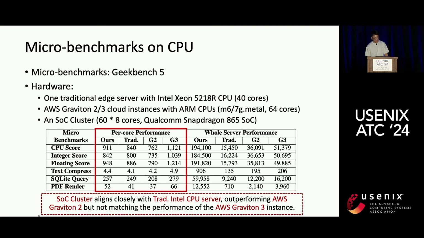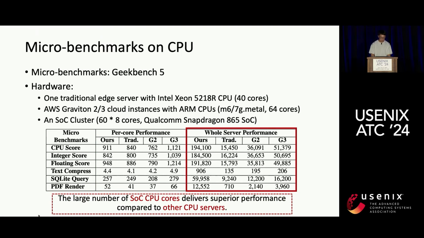So let's first look at the per-core performance, and we can find that the SoC cluster aligns closely with the traditional Intel CPU server and outperforms the AWS Graviton 2 instance, but does not match the performance of the AWS Graviton 3 instance. From the whole server perspective, we can find that the large number of SoC CPU cores can deliver superior performance compared to other CPU servers.